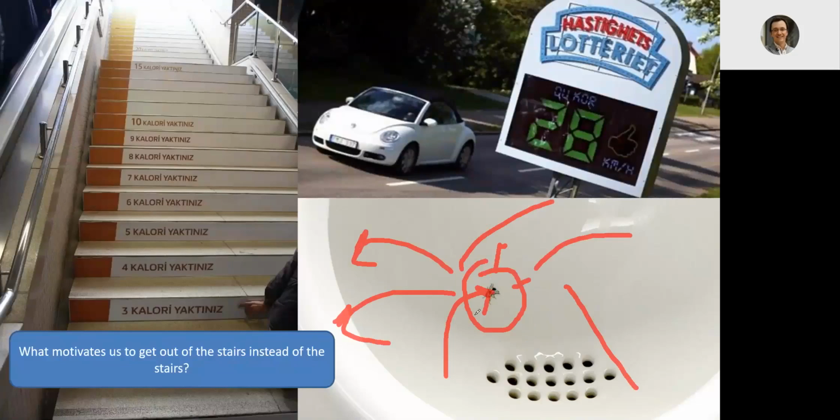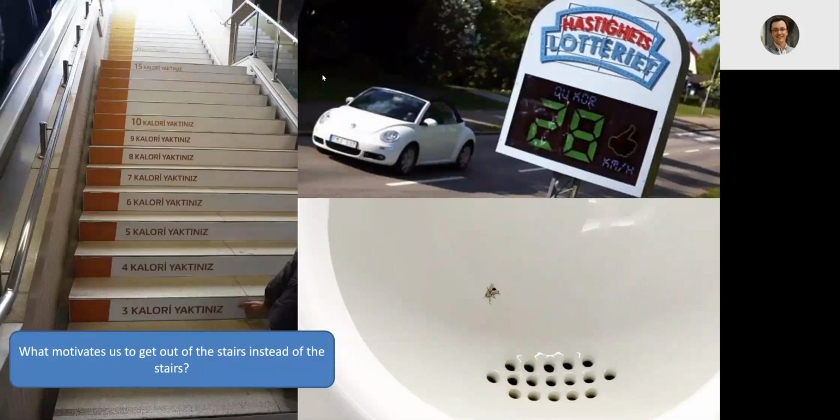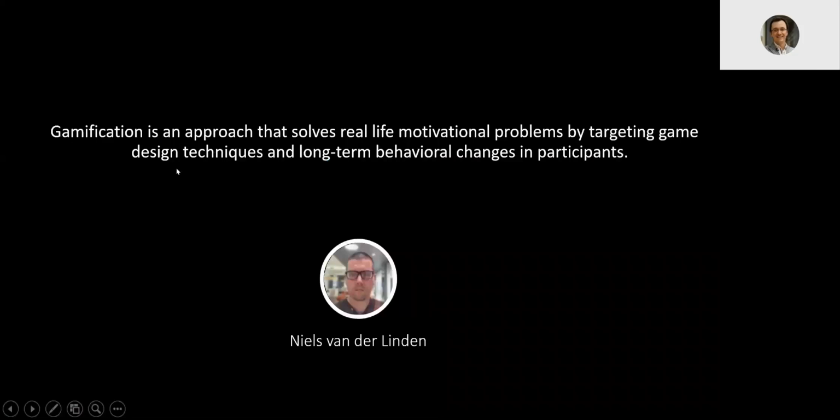The paper's title is not about gamification, but about behavioral mindset change effects on human power. So from that point, what we understand is that gamification is an approach that solves real life motivational problems by targeting game design techniques and long-term behavioral change in participants. If you're a design thinker, you have to touch people's motivational buttons. If we can hit them, we can get their motivation during our design process.